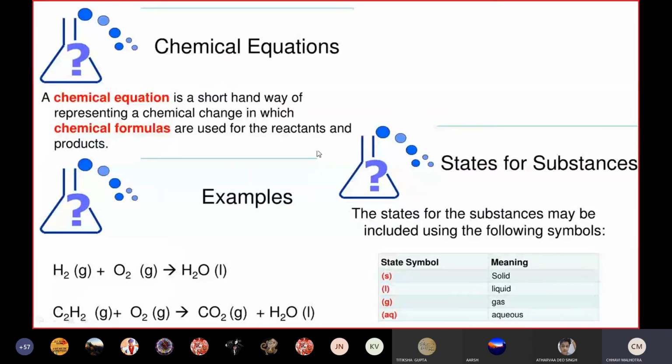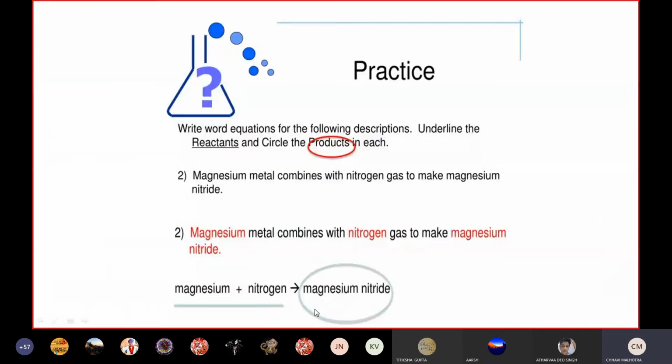So those were the word equations. Now, in your exam, you will have questions where you have to convert a word equation to a chemical equation. So what is a chemical equation? It is a shorthand way of representing a chemical change in which chemical formulas are used for the reactants and products. When you are writing these kind of word equations, it is still a little longer.